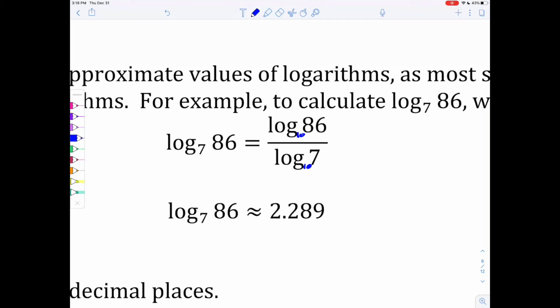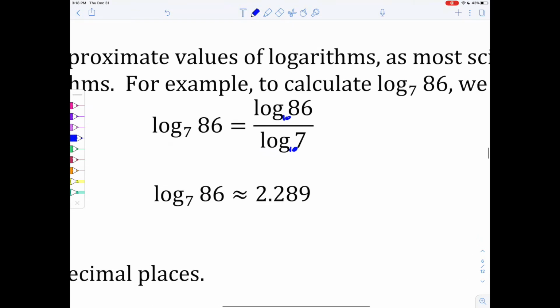Try it out right now. Make sure you can actually do that. Hopefully you get a value of this. When you get that value, it's worth noting, does this make sense? Does it not make sense? We're saying that log base 7 of 86 is 2.289 to 3 decimal places.